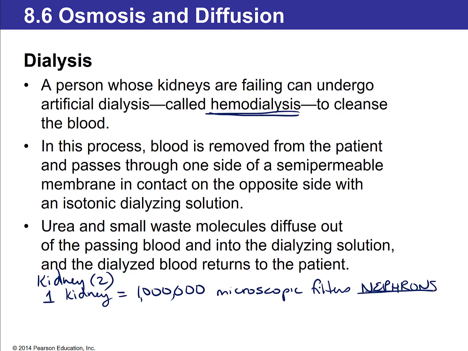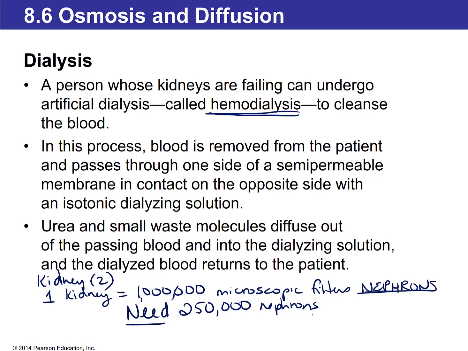You need at least 250,000 of these to be working. So you're really born with 4 times more filters than you need. If you have less than that, then they start talking about kidney failure. Okay? This is why people can donate a kidney, because you got 2 million and you only need half of one, really. So you only need half of one functioning in order to be able to survive.